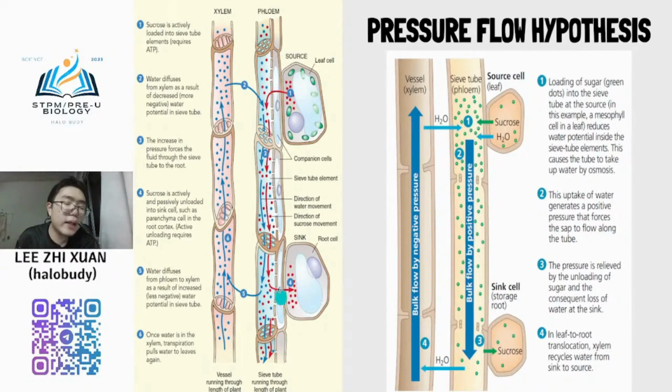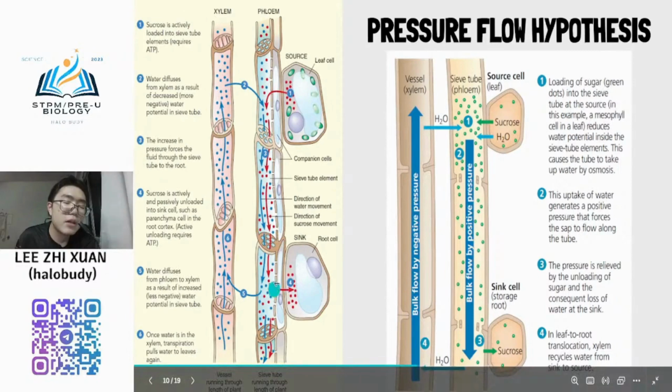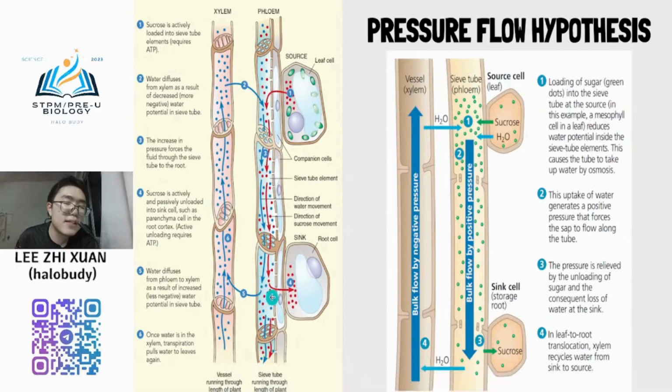So when they already enter the sink, the sucrose molecule will be transported into the root cell or any type of plant cell that requires the organic nutrient. And when the sucrose molecule is already entering the sink, the solute potential inside the phloem sieve tube now is very low. Is already very low. So conversely, your water potential will be very high.